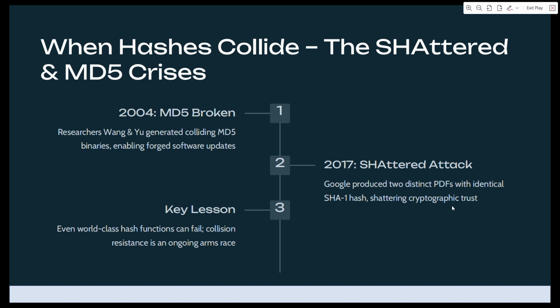When hashes collide, sometimes two different inputs produce the same hash value. This situation is called a collision. Collisions are very important in both data structures and cryptography. There are two famous real-world examples.